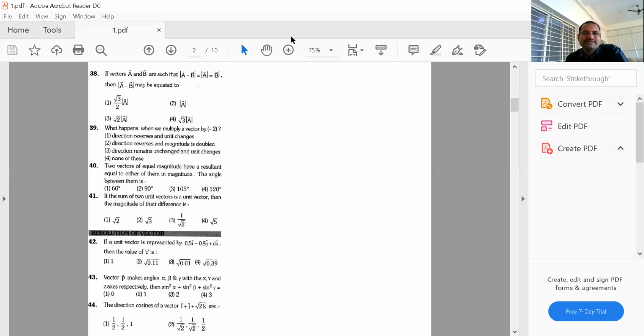If two vectors a and b are such that modulus of a plus b is equal to modulus of a and modulus of b, then what is a minus b? This is an important question. They are saying that modulus of a plus b should be equal to modulus of a or modulus of b. Then what is modulus of a minus b? They are asking.